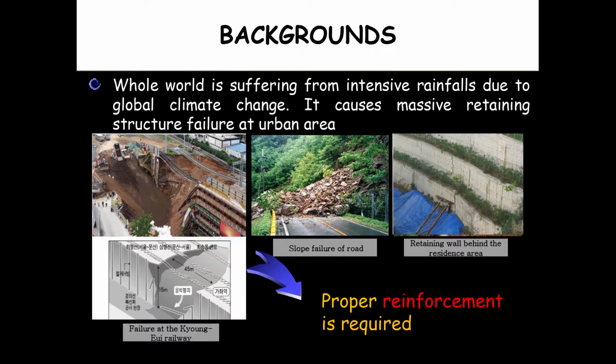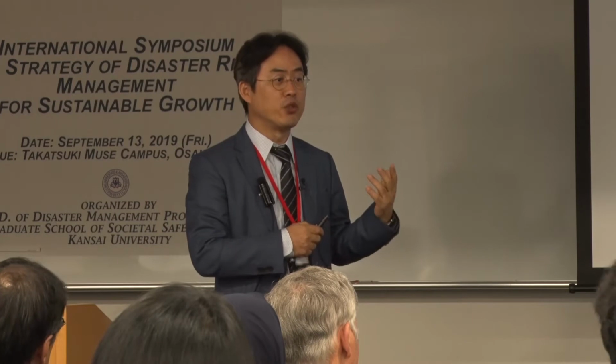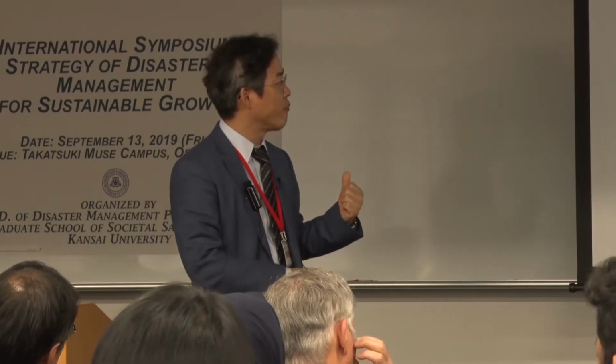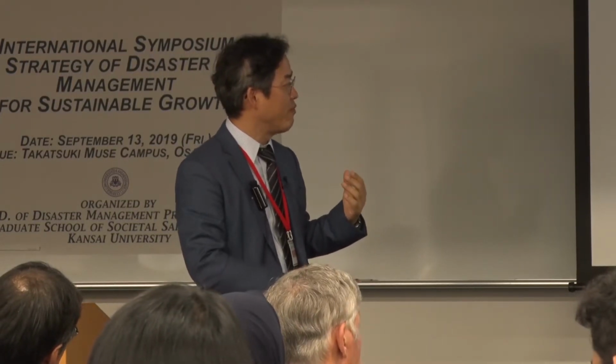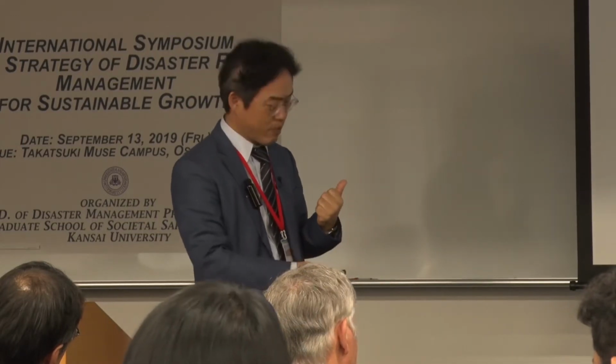This figure also shows slope failures at a road after rainfall. And you can see cracks that occurred at a retaining wall behind residential areas. All these slopes are very risky areas for geotechnical engineers against geo-disaster. So we have to make proper reinforcement and monitoring systems for them.